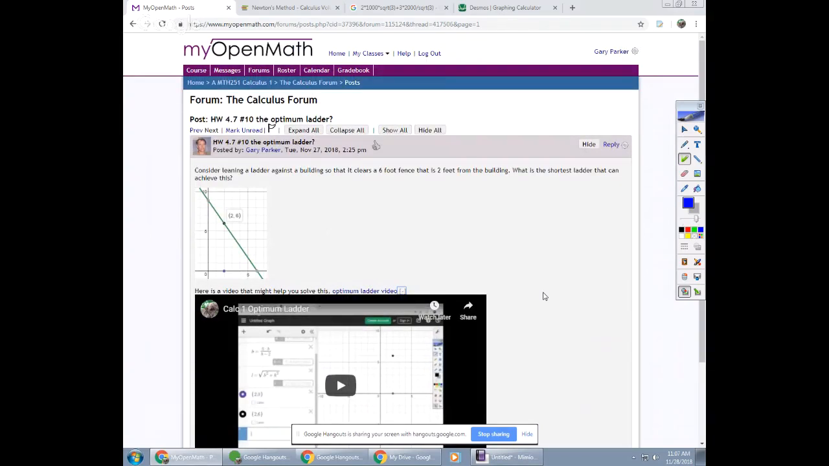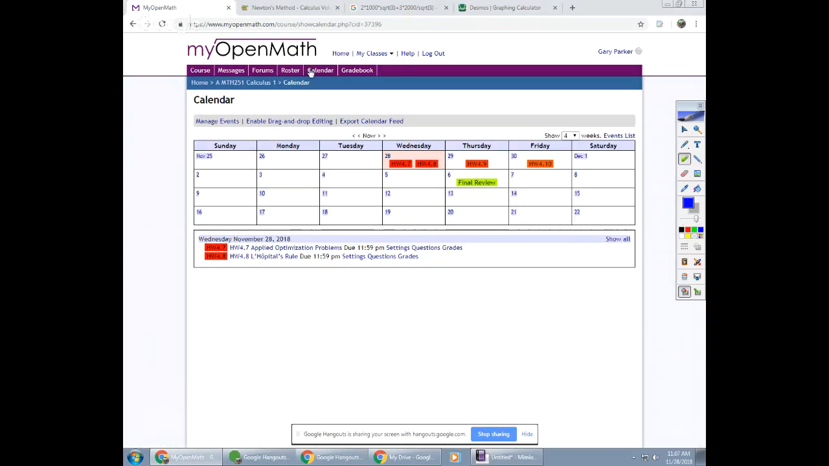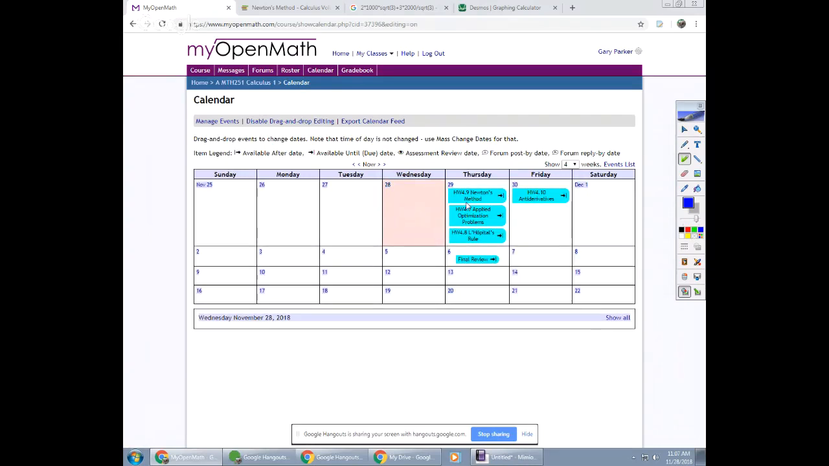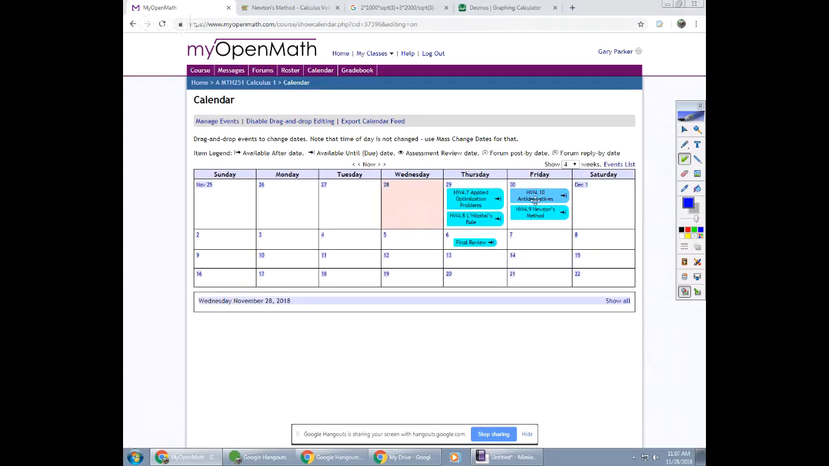A couple people would like another day. Sure. I can move them both, but all right. So let's see. Drag and drop. 4.7, 4.8. I'll even move 4.9. How about that? And 4.10. Okay. And I'm actually going to move the final review over to Tuesday to put some pressure on you.